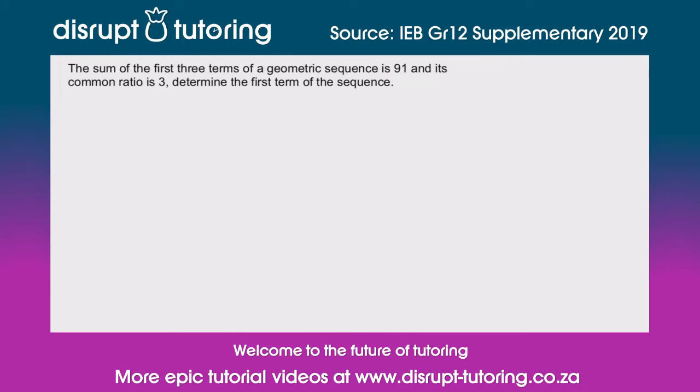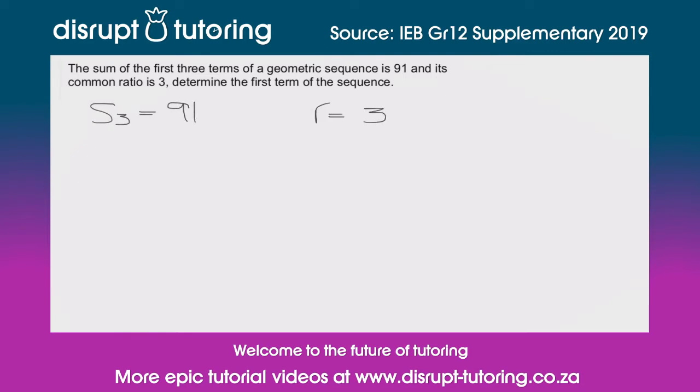Today, we're going to deal with a geometric sequence question, and with that in mind, let's dive straight in. So they've said to us the sum of the first three terms of a geometric sequence is 91, and its common ratio is 3. Determine the first term of the sequence. So the information they've given us is that the sum of the first three terms is equal to 91, and they've given us that the ratio is equal to 3.